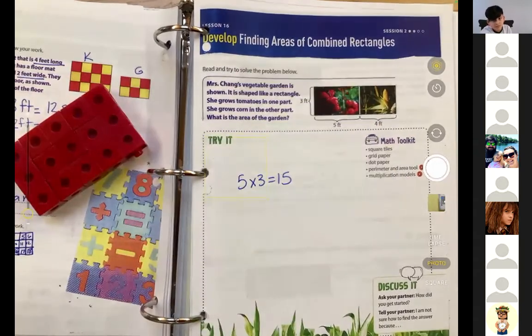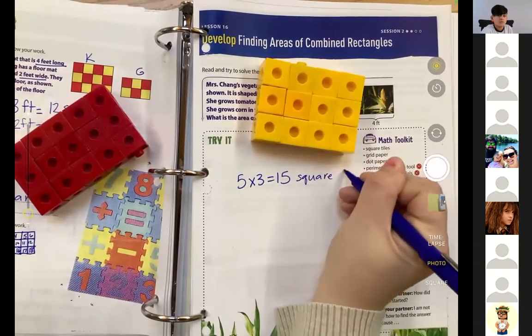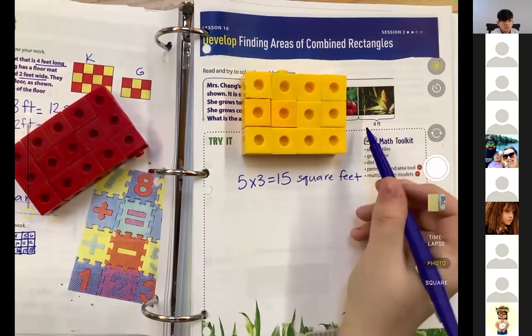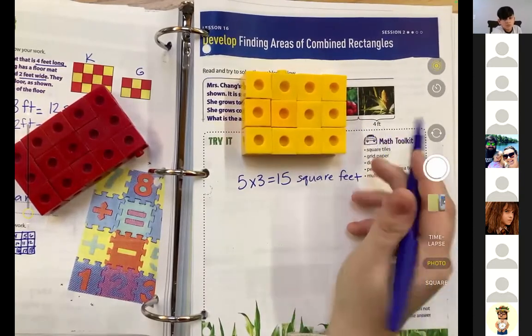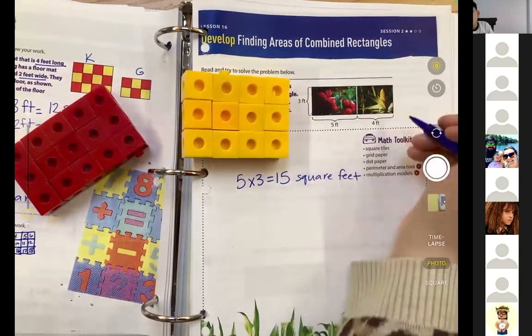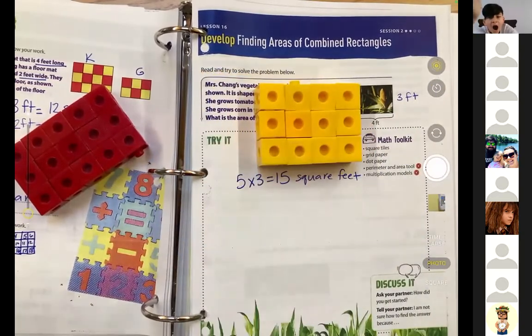Move the tomatoes over here. And we'll make this square feet. Okay, here's the corn. The corn is this one here. To help you out a little bit, I'm going to remind you that if this is 3 feet, that's 3 feet. Okay, what kind of math do I need to do to find the area of the corn?